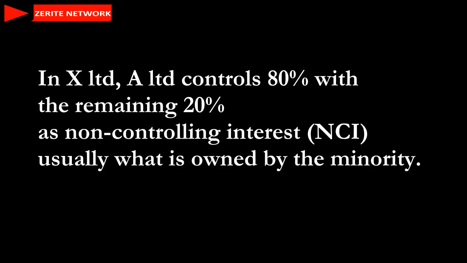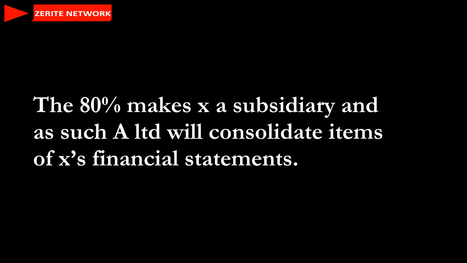In X Limited, A Limited controls 80% with the remaining 20% as non-controlling interest, usually what is owned by the minority. Now the 80% makes X a subsidiary, and as such, A Limited will consolidate items of X Limited in its financial statements.